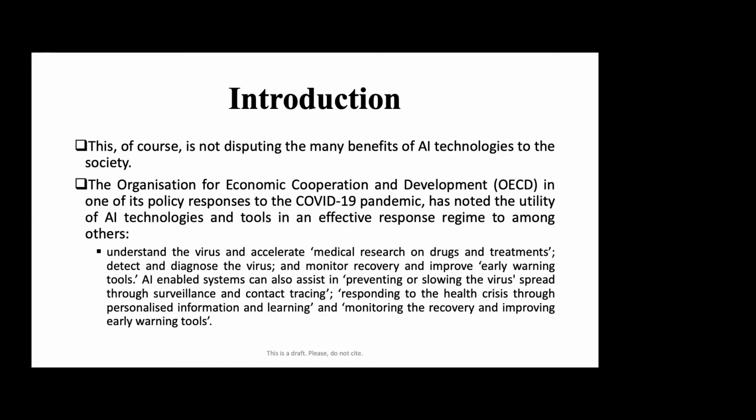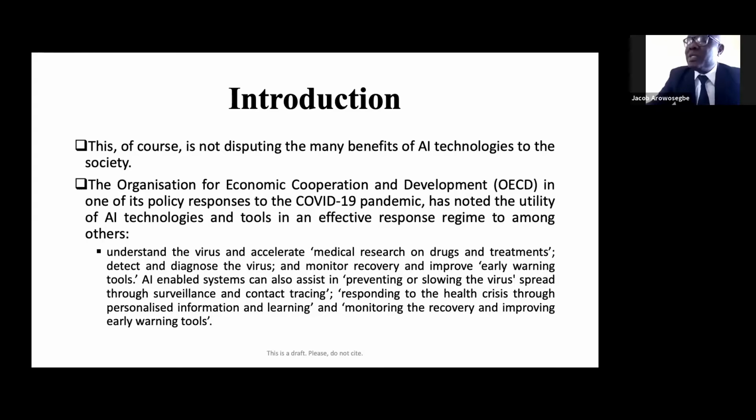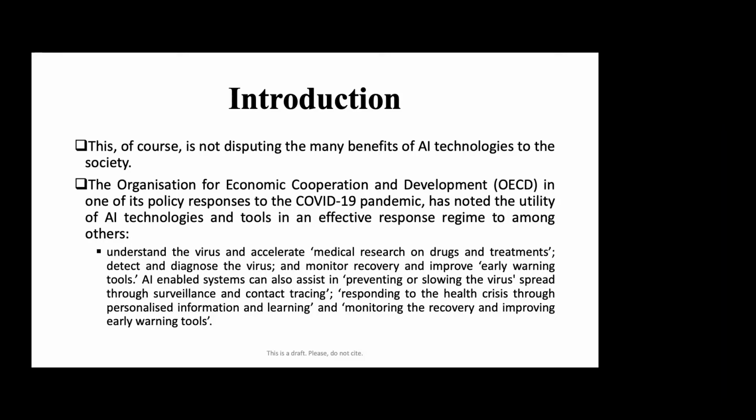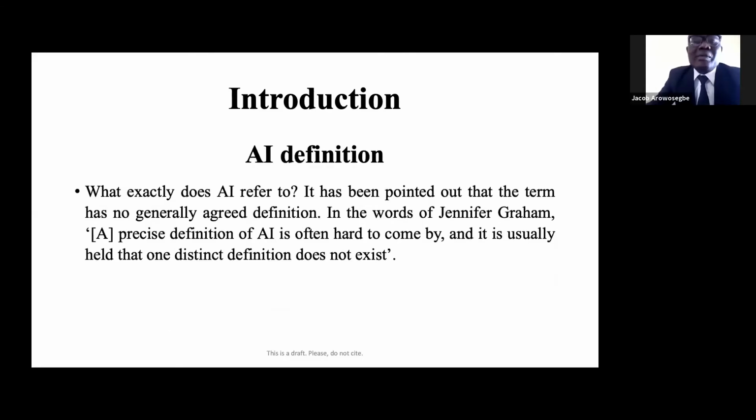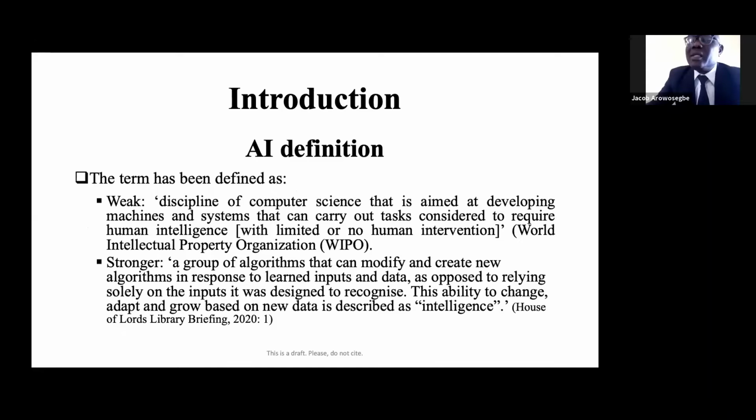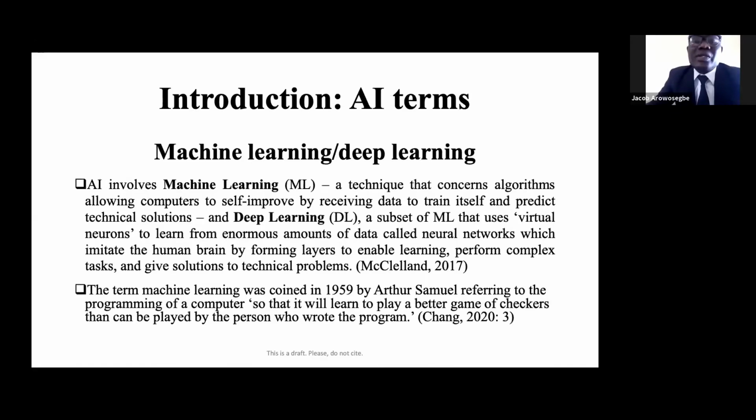AI definition, I'm going straight to AI definition now. There's no precise definition. Dr. Donnelly has tried to give us some definitions the other time, and I think those definitions are very accurate. So maybe we skip that and move on to machine learning and deep learning. These are two forms of artificial intelligence presently being used in various sectors of society, including the healthcare space.